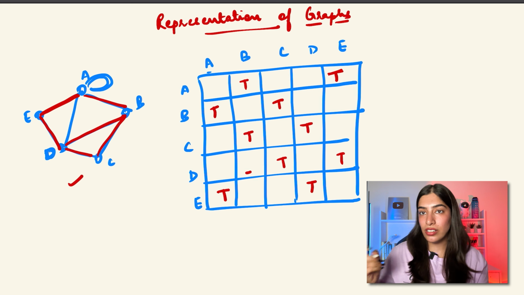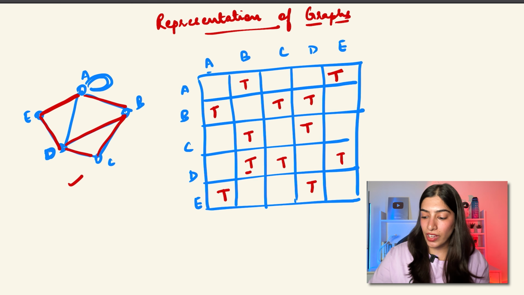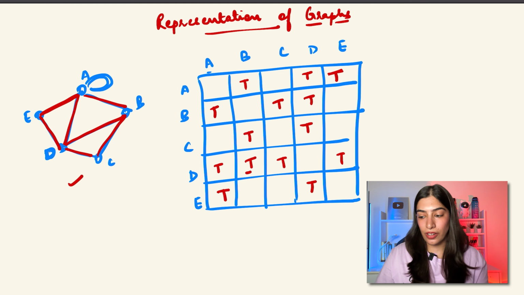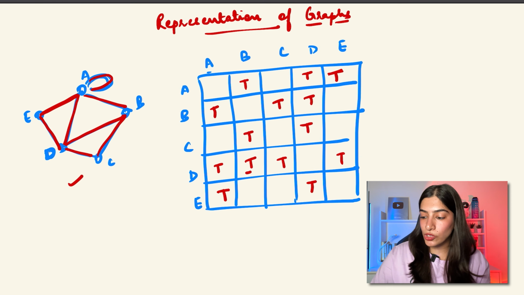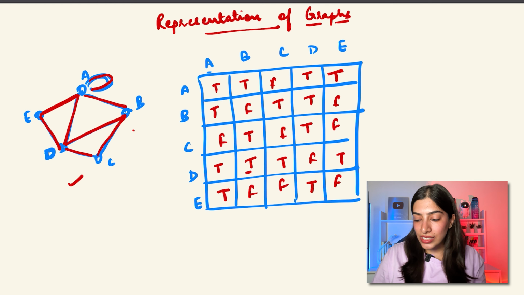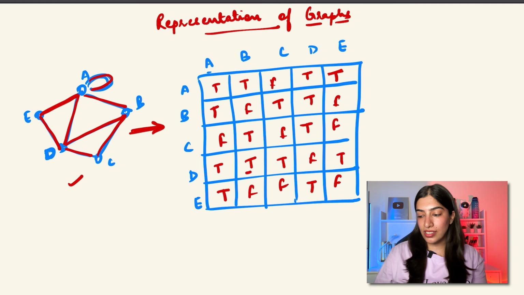If I come over here, D to B is connected. Similarly, B to D is also connected. If I come over here, A to D is connected. Similarly, D to A is also connected. Here A to A is connected, so A to A is connected. Rest everything I can put as false. So this graph can be represented by this 2D matrix.